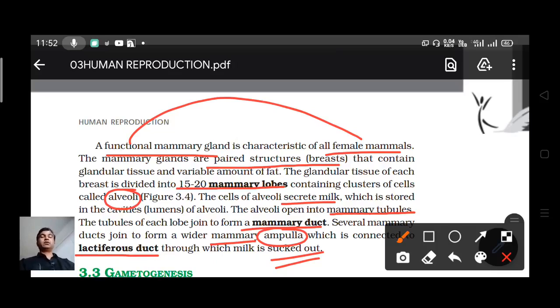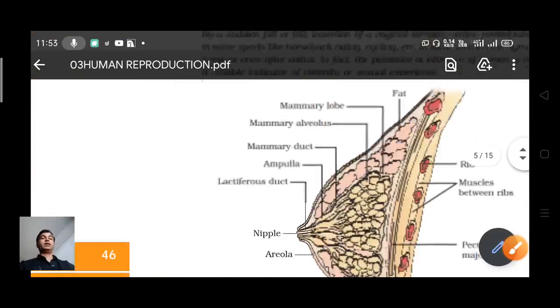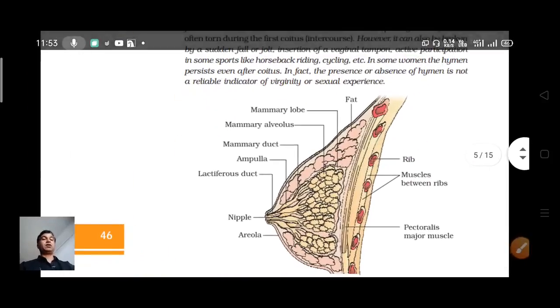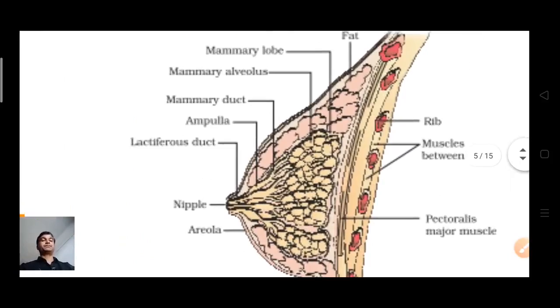Each mammary gland is made up of 15 to 20 mammary lobes. Inside, the alveoli is where the milk is secreted. The milk passes from the alveoli to the mammary tubules. Mammary tubules of each lobe join to form the mammary duct. The mammary duct has a slightly wider part called the ampulla, where the milk is stored for the time being, and it comes outside through the lactiferous ducts, which are present at the tip of this mammary gland. So this is a figure of the mammary gland.